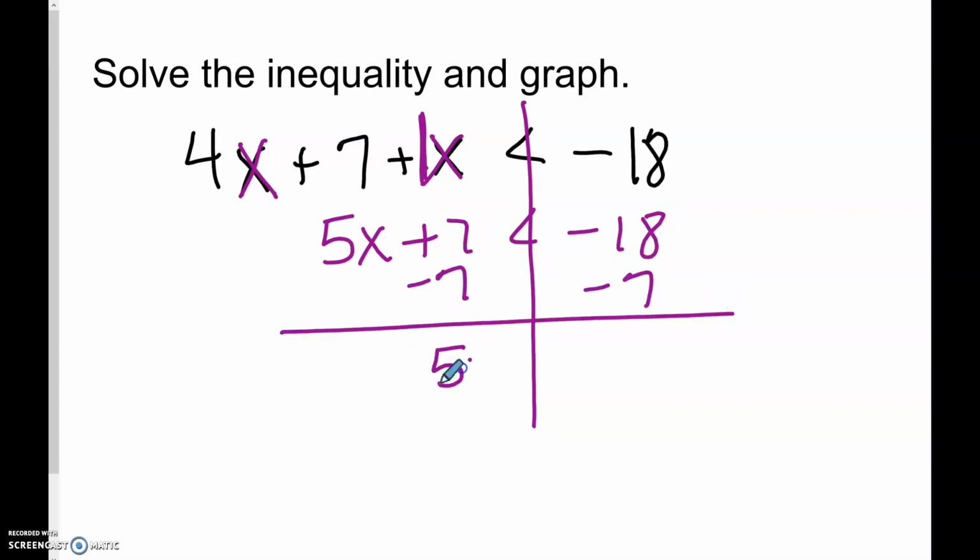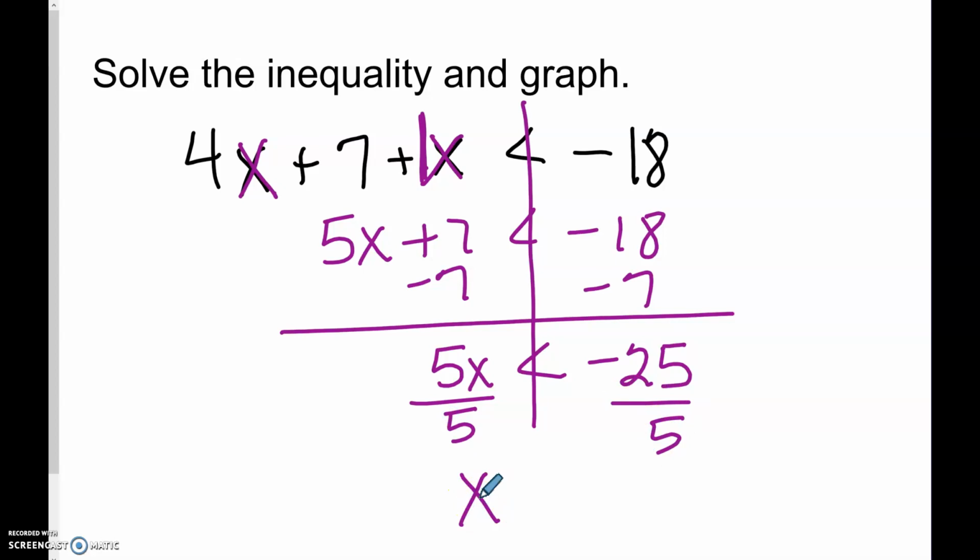So I have 5x, and subtracting, no flipping of your sign, and this is going to give me a negative 25. Make sure you use a calculator so you do negative 18 minus 7 correctly and get a negative 25. We're going to divide both sides by 5.